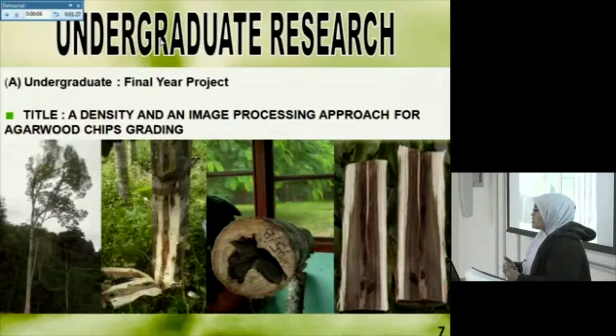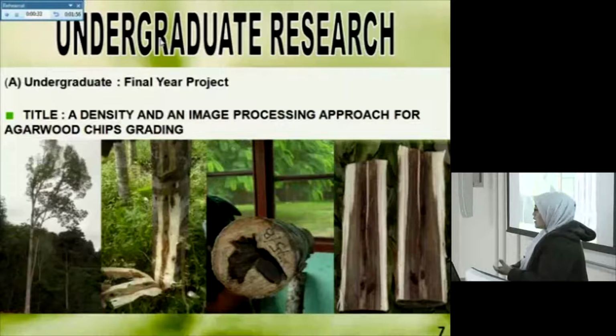During my undergraduate study, I had to do a small final year project. At that time, I worked on agarwood chips grading. This is an example of the agarwood tree. The infected tree will have a resin. They will extract the resin and put it into perfume, so the perfume will be long lasting.